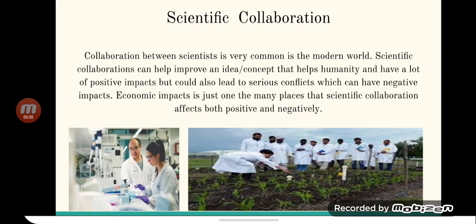Scientific collaboration. Collaboration between scientists is very common in the modern world. Scientific collaborations can help improve an idea or concept that helps humanity and have a lot of positive impacts, but could also lead to serious conflicts which can have negative impacts. Economic impacts are just one of the many places that scientific collaboration affects both positively and negatively.